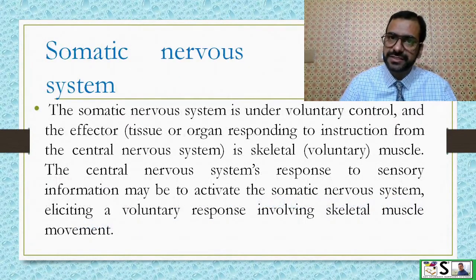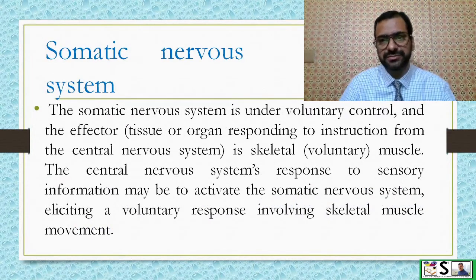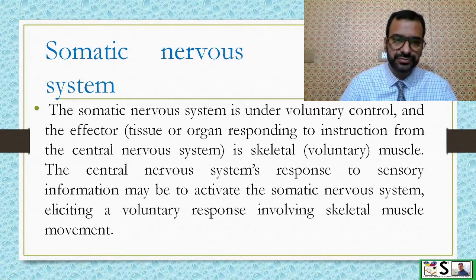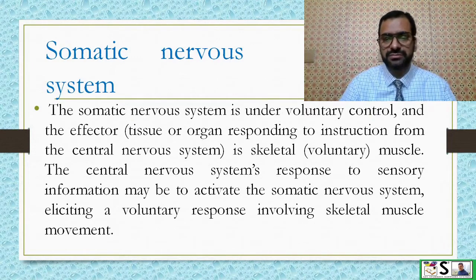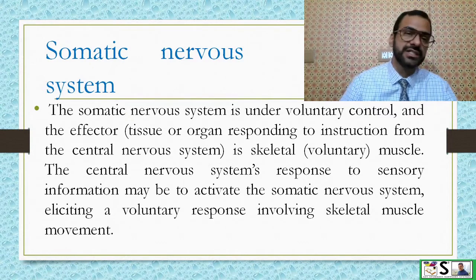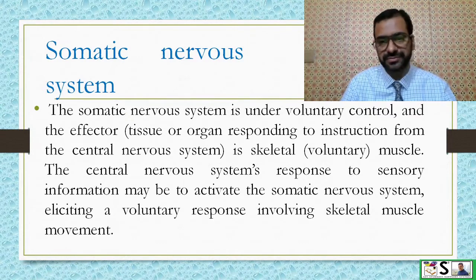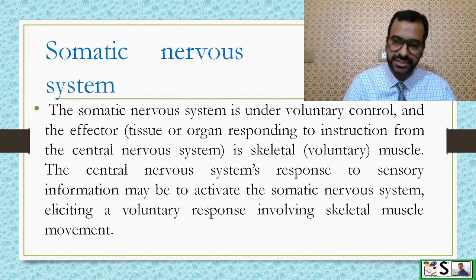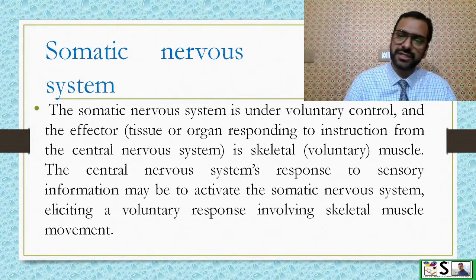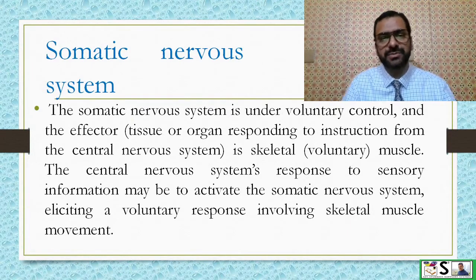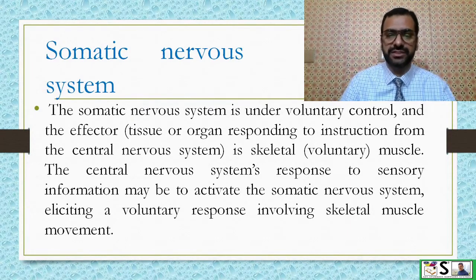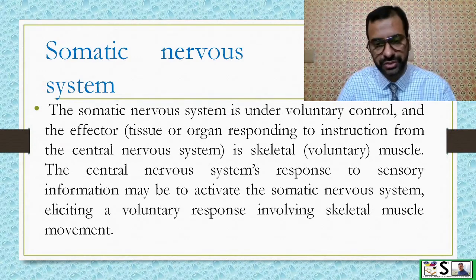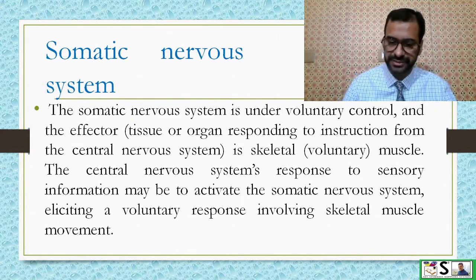What is the somatic nervous system? The somatic nervous system is under voluntary control, and the effector organs are the organs which respond to the instructions from the central nervous system. An example is the skeletal muscles. We can move our hand, so this is under somatic nervous system control. The central nervous system's response to the sensory information may be to activate the somatic nervous system, eliciting a voluntary response involving skeletal muscle movement.